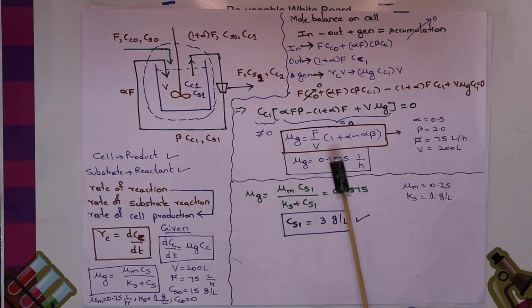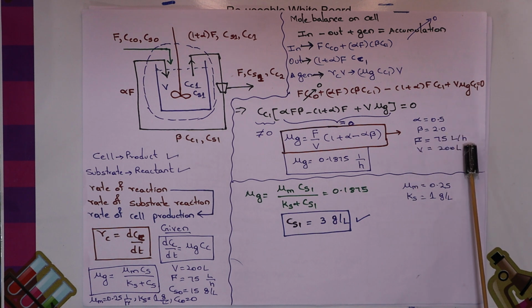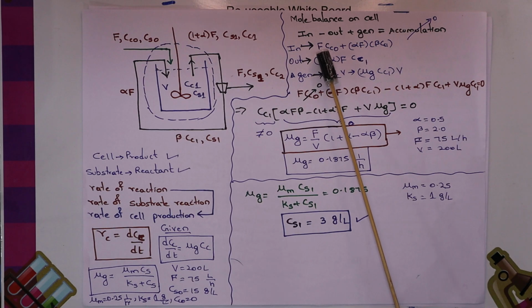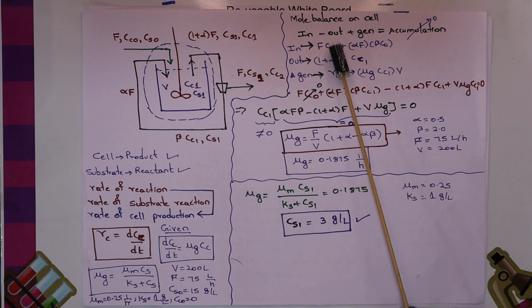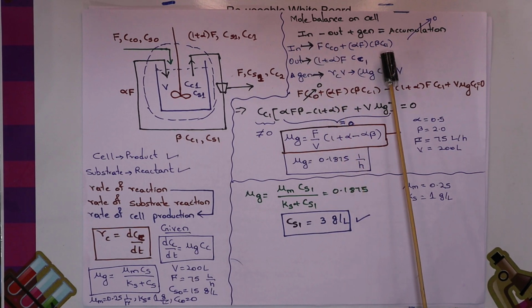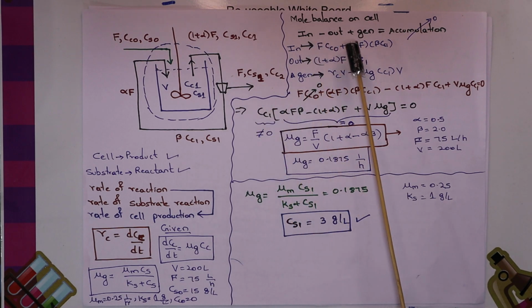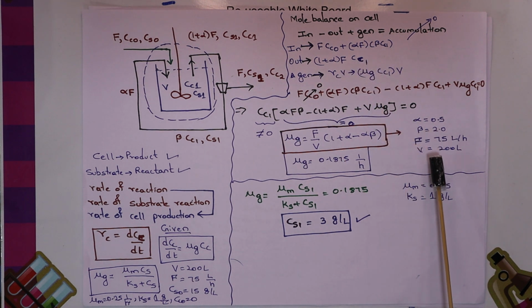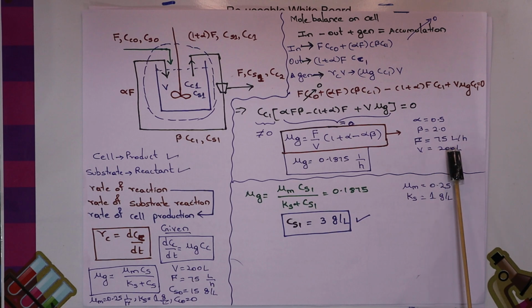Just a small update. Here F is in liter per hour, a volumetric flow rate. It's not a molar flow rate, otherwise the units will not cancel out. F is in liter per hour, concentration is in mole per liter, and if you multiply them, the liters cancel out and you get mole per hour. So finally in the mole balance, everything should be in mole per hour: in, out and generation. So a small correction, F is not a molar flow rate, it's a volumetric flow rate in this example.